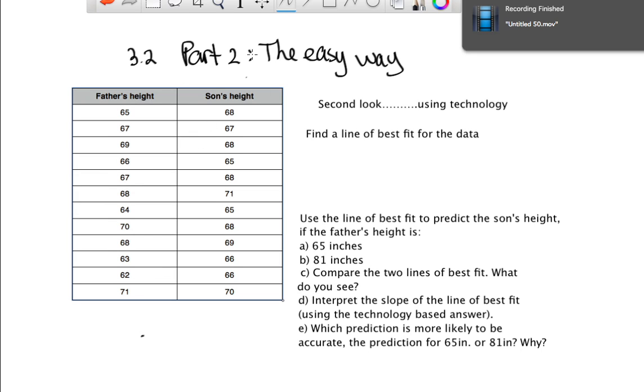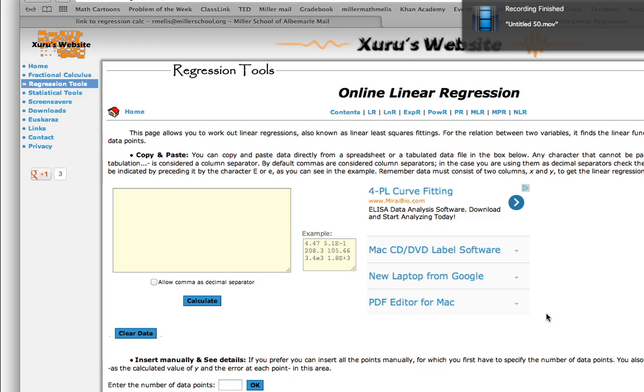Okay, part two. Same set of data. Now we're going to use some technology and see what happens. You could use a TI-83 or an 84 or another graphing calculator. You could also go online, and there are lots of regression tools online. Here's one of them. You do need to look at the data first to make sure that it's linear, otherwise the linear regression wouldn't work.